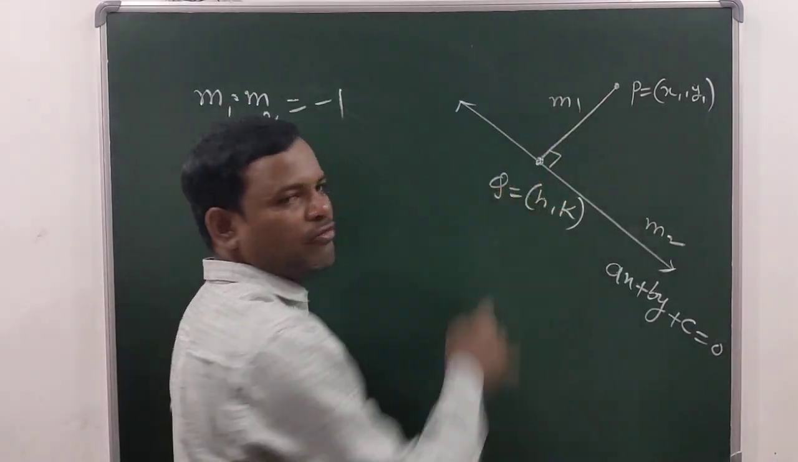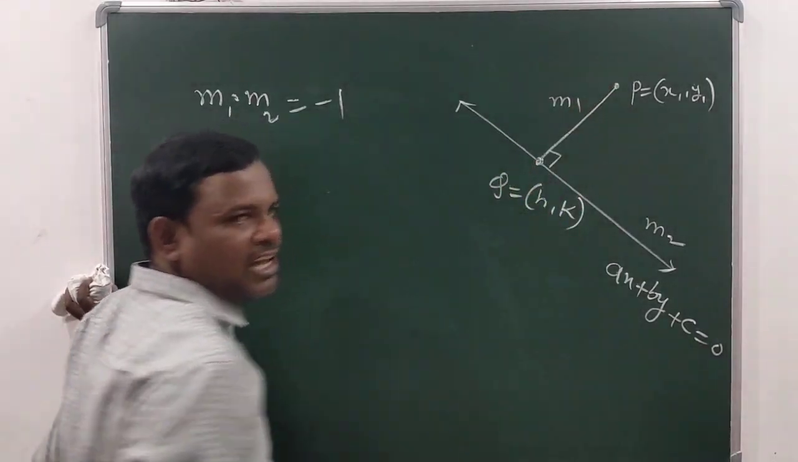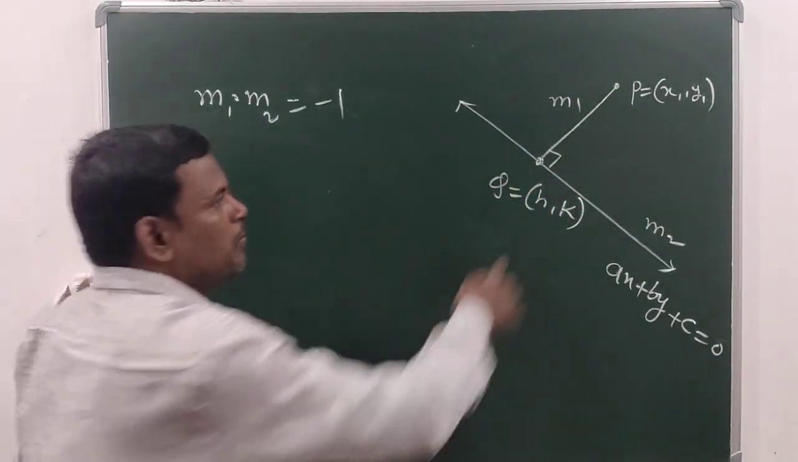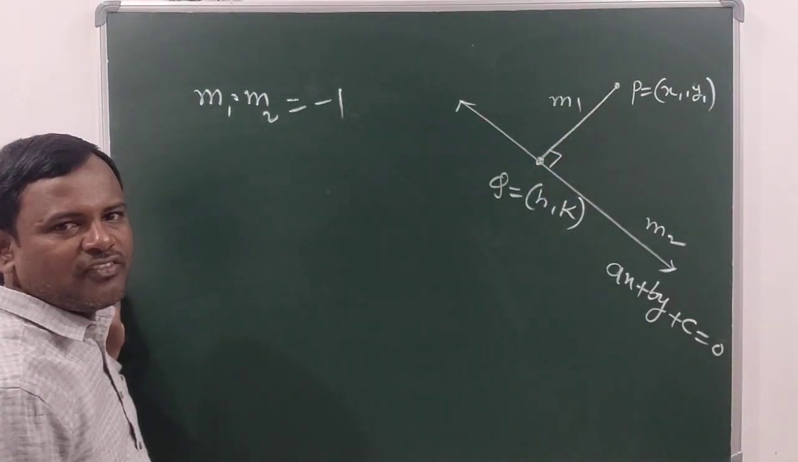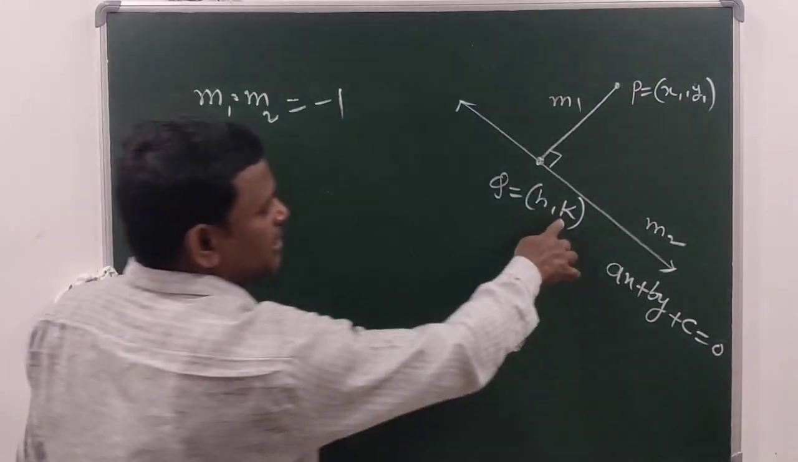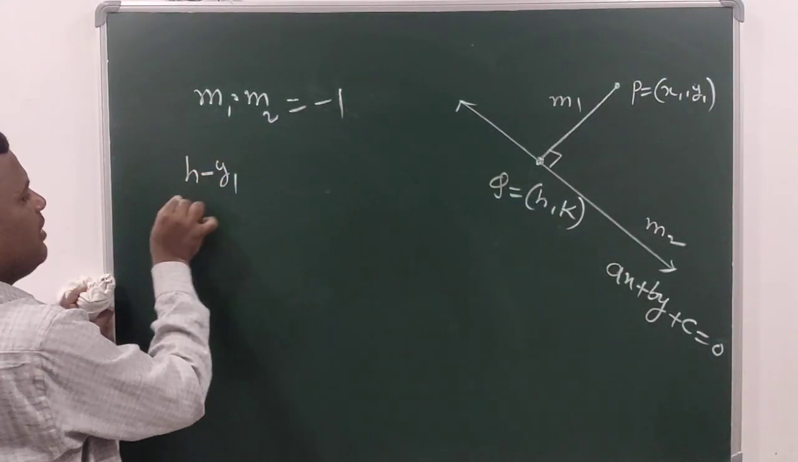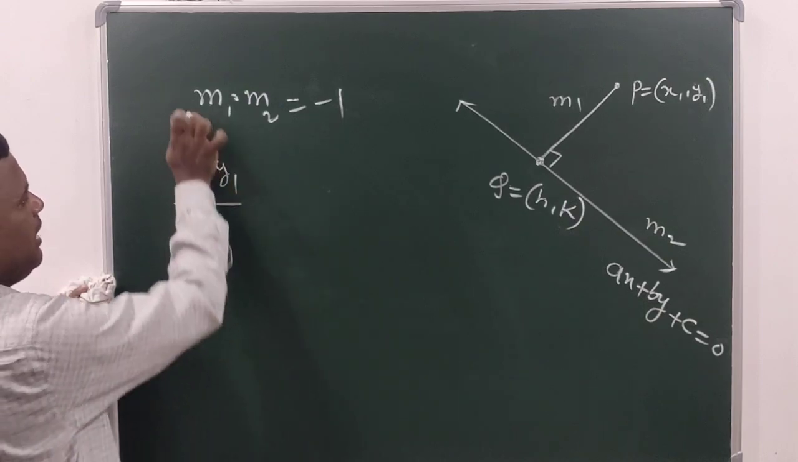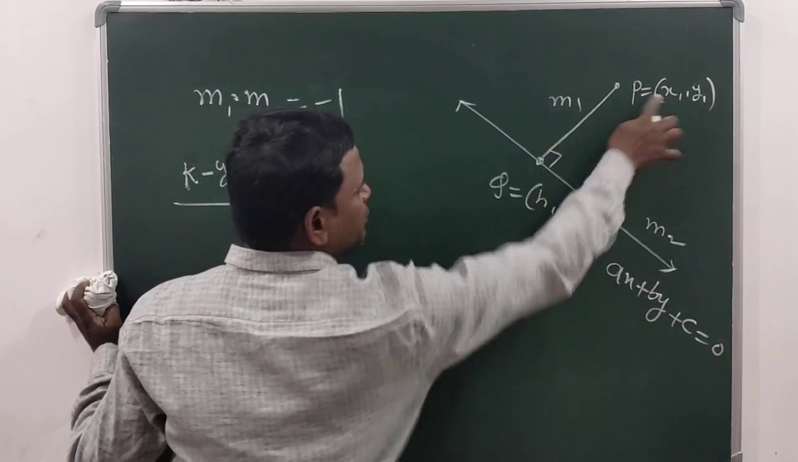M1 represents the slope of PQ, no? You know, when you know two points on a line, how do you find the slope of such a line? Difference of y coordinates by difference of x coordinates. Now here, what is the difference of y coordinates? k minus y1 by h minus x1.